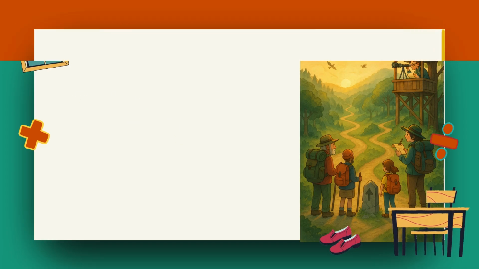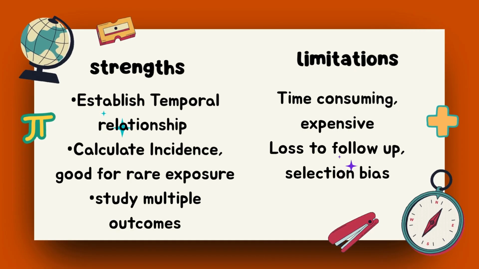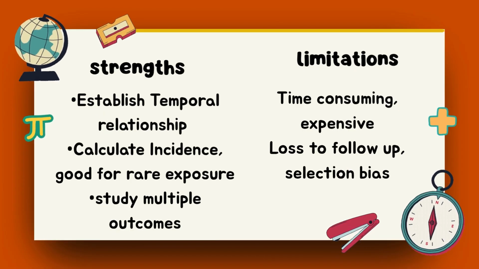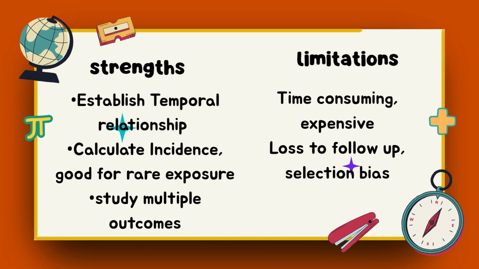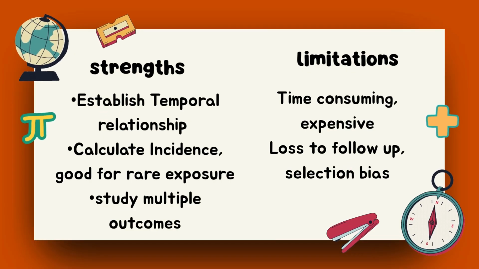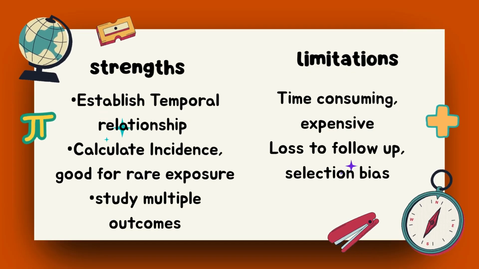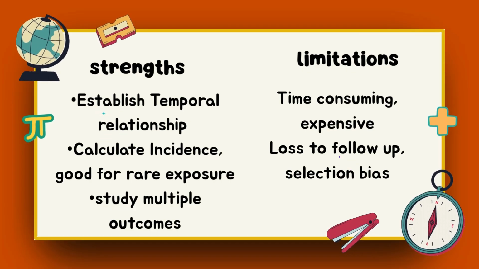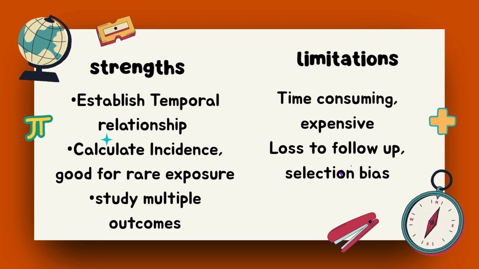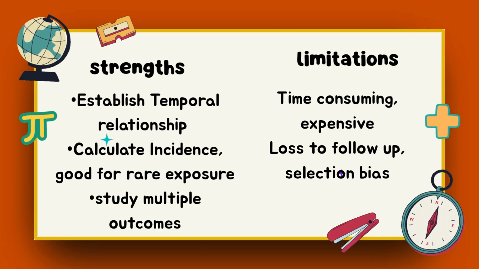And the big advantage here? Establishing that temporal relationship. You know the exposure came before the outcome, which is key for suggesting causation. So it helps with that chicken and egg problem. It does. You can also calculate the rate of new cases. They're good for rare exposures, and you can study multiple outcomes from one exposure.